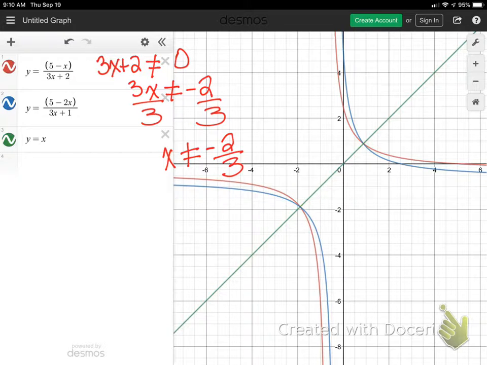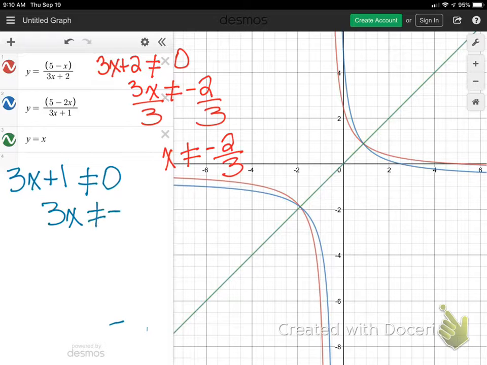Now, for my blue, what cannot be 0? Good. 3x plus 1 cannot be 0. So 3x cannot be negative 1. I divide by 3. x cannot be negative 1/3. Now, we're going to write this in interval notation, and we've got it.